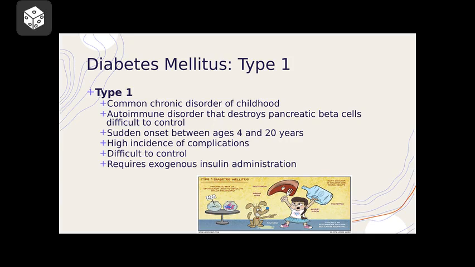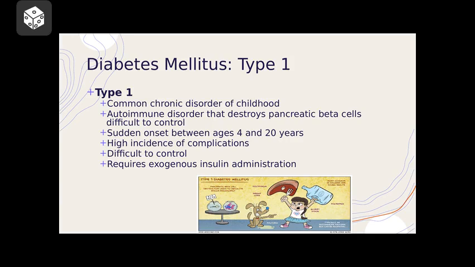So type 1 diabetes. Remember, we've destroyed those beta cells, so there's no insulin. Remember, we need insulin so that our cells can use the energy. Because there's no insulin available, we need to give exogenous insulin. Exogenous means not made by the body. So we're going to have to give injections of insulin in type 1 diabetes.